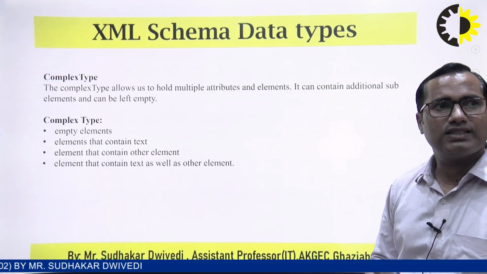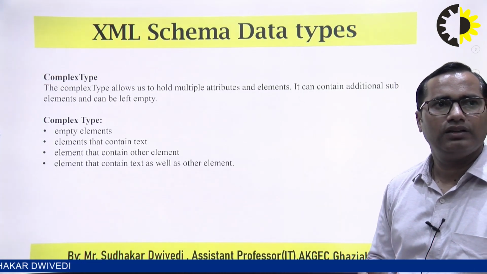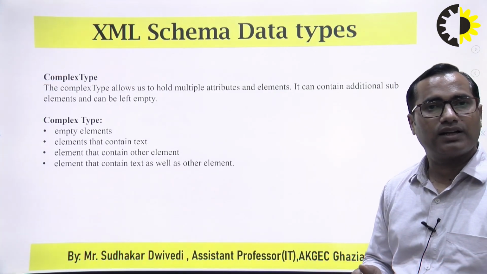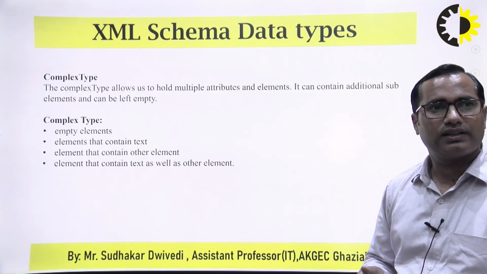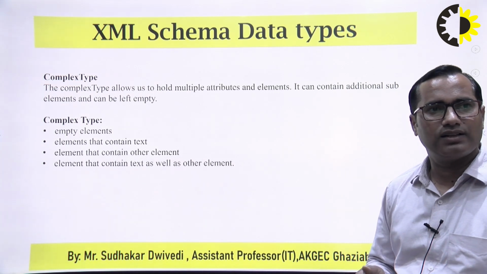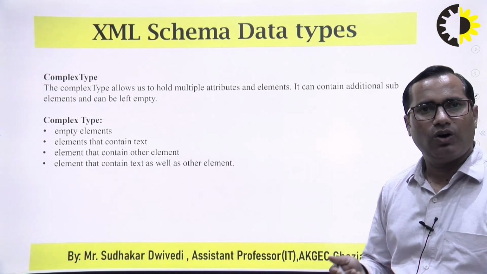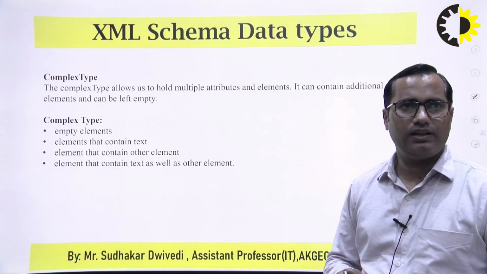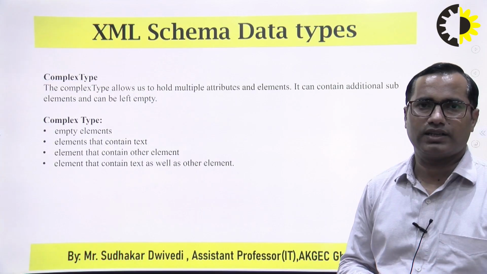It contains additional sub-elements and can also be left empty. The complex type may be an empty element, an element that contains text, an element that contains other elements, or an element that contains text as well as other elements. All these fall under the complex type. So in this way, we can create our DTD and XML schema definition.